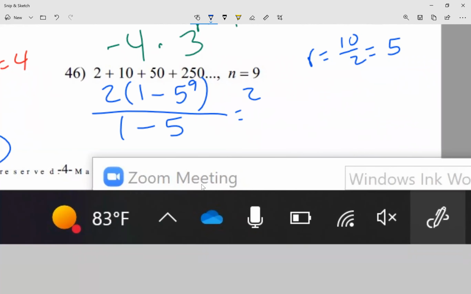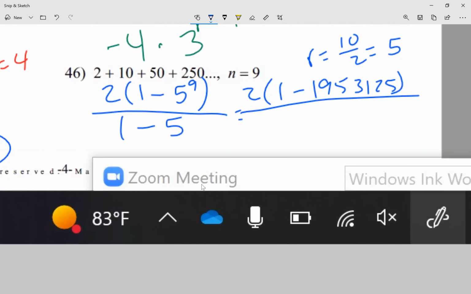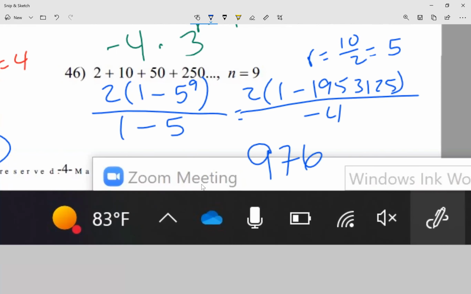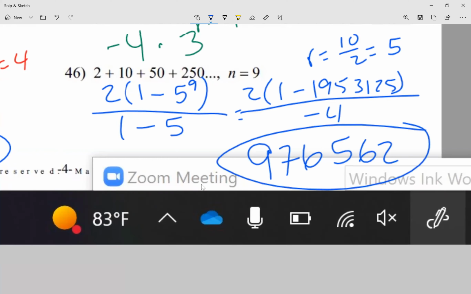To help out, the 2 in the front I don't want to deal with yet. I have 1 minus 5 to the 9th, which is -1,953,124. All this is over -4. I do the parentheses first, times the 2, and then divided by -4. My result here will be 976,562.